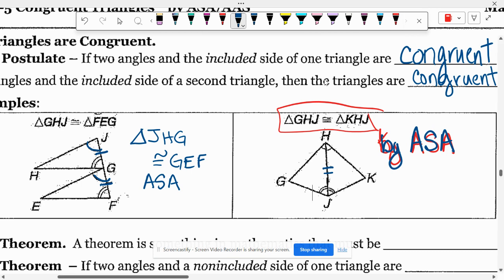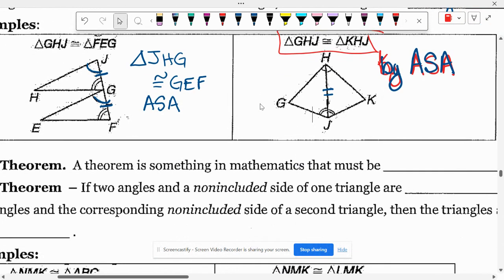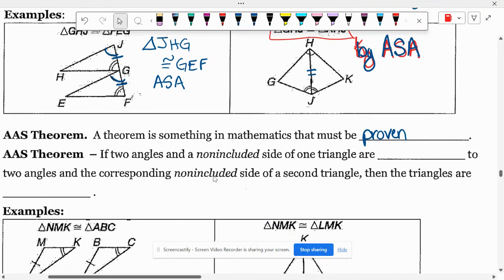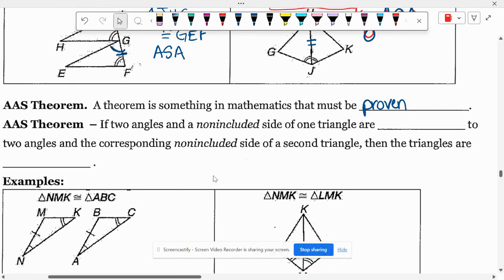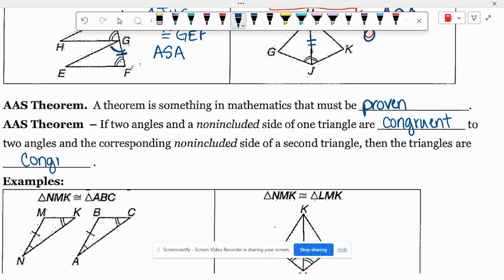All right. So a theorem is something in mathematics that must be proven. We've already talked about this. A theorem is something that has to be proved or proven. Okay. So here's our next theorem. This is called the angle, angle, side theorem. If two angles and the non-included side of one triangle are congruent to two angles and the corresponding non-included side of the second triangle, then the two triangles are congruent.